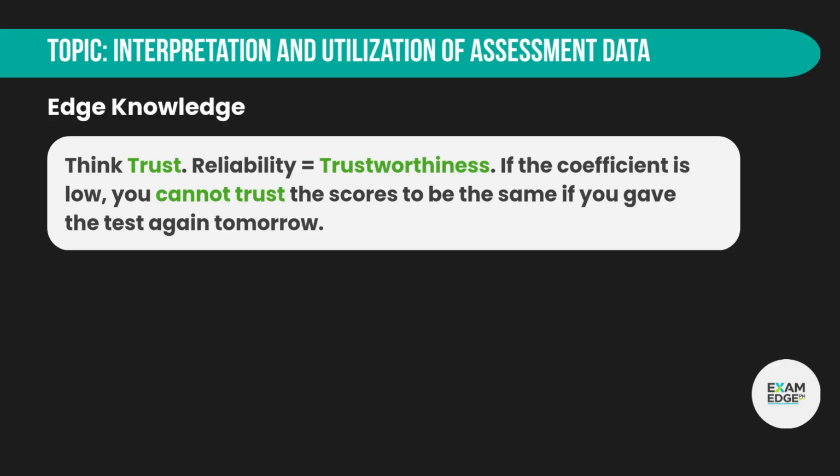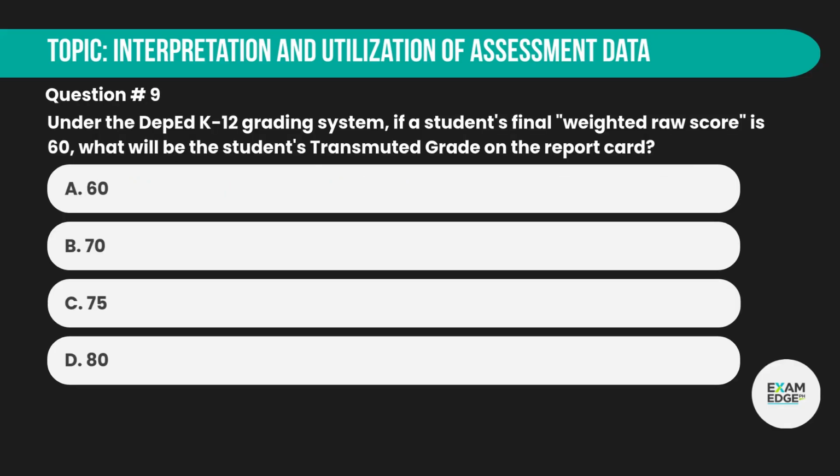Question number 9. Under the DepEd K-12 grading system, if a student's final weighted raw score is 60, what will be the student's transmuted grade on the report card? A. 60. B. 70. C. 75. D. 80.